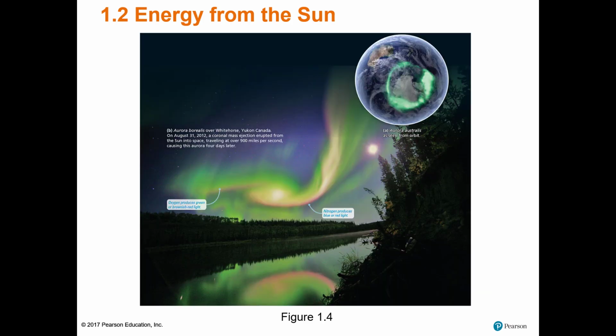So this is what an aurora borealis would look like. Again, you can see that the nitrogen is flashing blue or red, that oxygen is producing green or brownish red light, and in the upper right-hand corner, you can see what an aurora borealis would look like from orbit, from space. And this is an example of one over Whitehorse, Yukon, Canada in August 2012.